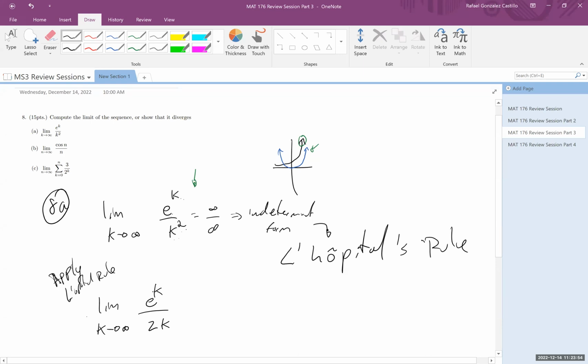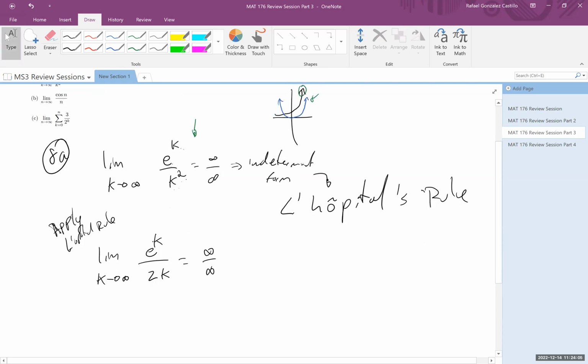Okay, so you're applying here L'Hopital's rule. Now, if you compute this limit as k goes to infinity, you still get infinity over infinity, right? Because e to the k again goes to infinity, and 2 times k goes to infinity. It's lower because it's linear, but it still goes to infinity. So we have to apply L'Hopital's rule again.